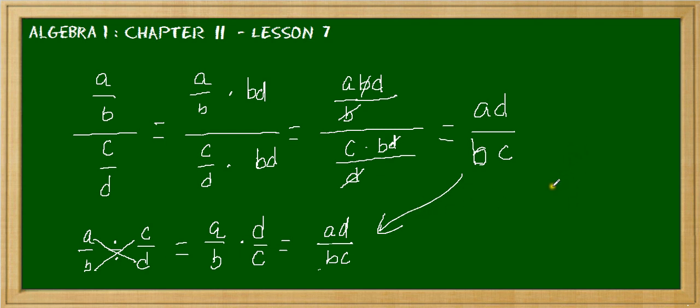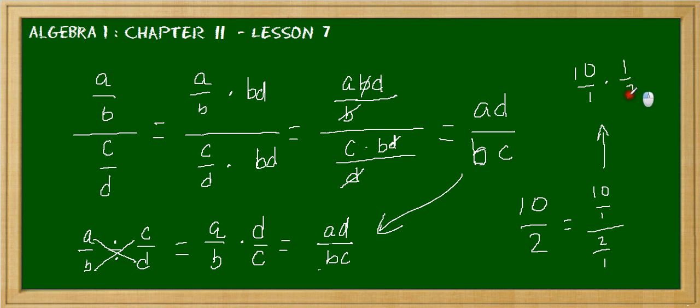Let's take 10 divided by 2, right? Well, if we reciprocate 2, really it's 2 over 1, this is 10 over 1 divided by 2 over 1, right? And if we followed this, I would simply have 10 over 1 times 1 over 2, the reciprocal. Okay, and we're kind of right back to this, 10 over 2.